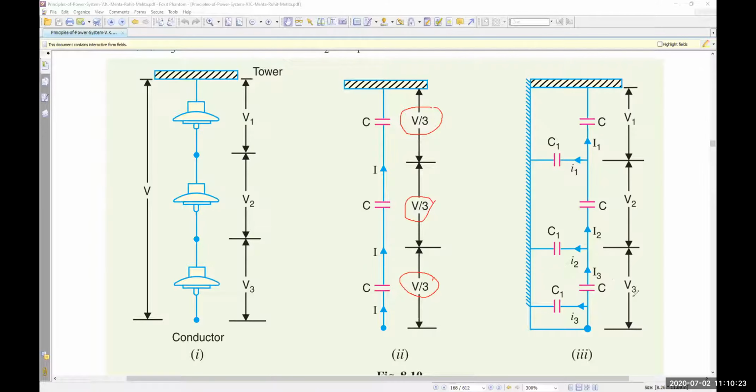If they are different, right? Maybe this will be 13, this will be 11, this will be 9. This could be a case, right? If they are different, because all the voltages should add up to V. So this plus this plus this should equal 33 kilovolt, right? Now, if they are different, they still add up to 33, right?